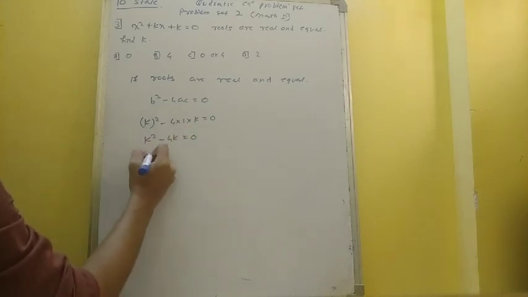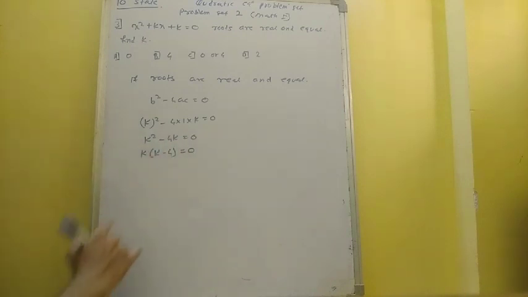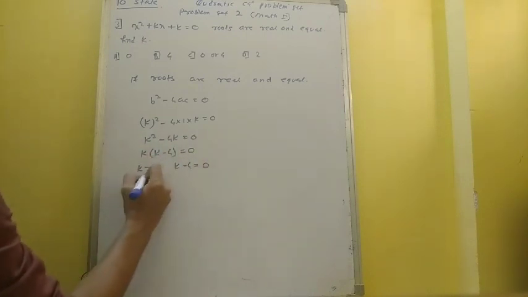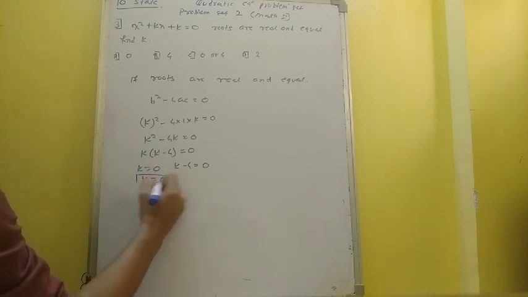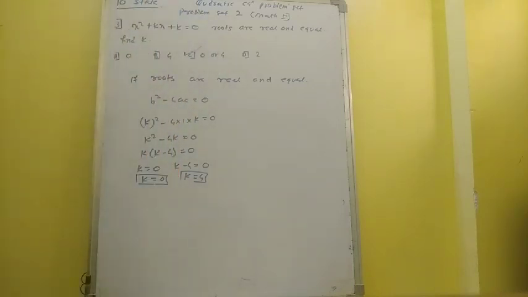Can I take k common? Yes. So taking k common, k into k minus 4 is equal to 0. We have two brackets. K is equal to 0 and k minus 4 is equal to 0. K is equal to 0 and k is equal to 4. So do we have two options, 0 and 4? Yes, it is the third one. Okay. So C is the right answer.